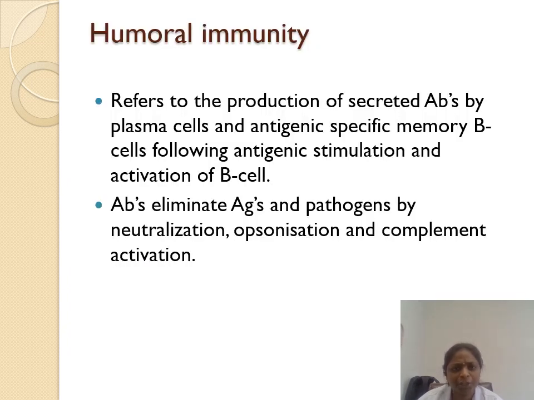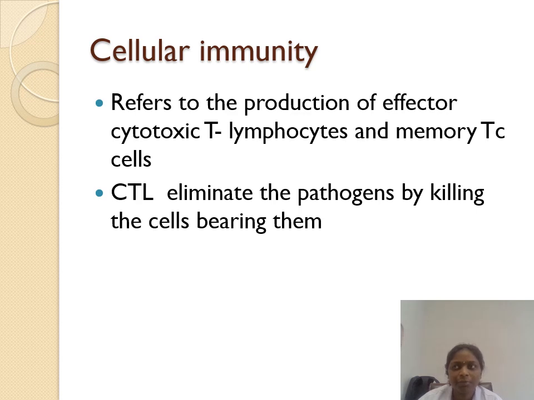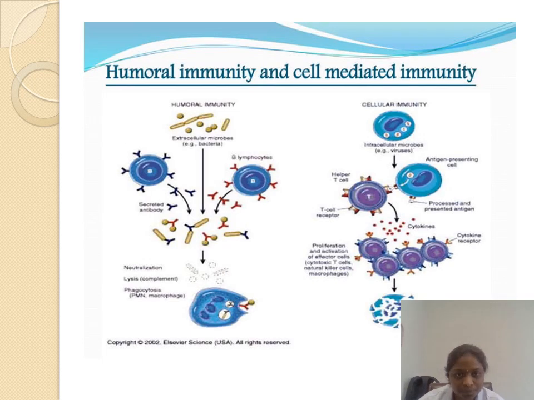Humoral immunity refers to the production of secreted antibodies by plasma cells and antigen-specific memory B cells from antigenic stimulation and activation of B cells. These antibodies eliminate the antigen by neutralization, opsonization, and complement fixation or activation. Cellular immunity refers to the production of effector cytotoxic T lymphocytes and memory T cells. It kills the pathogen by killing the cells which are bearing that particular antigen. So this is the different procedure for humoral and cell-mediated immunity.